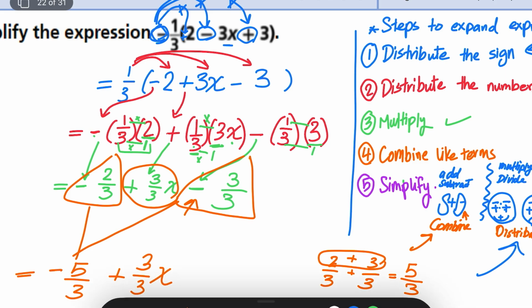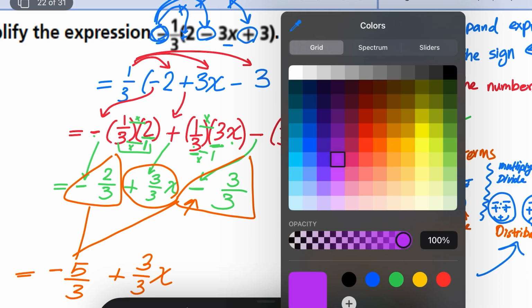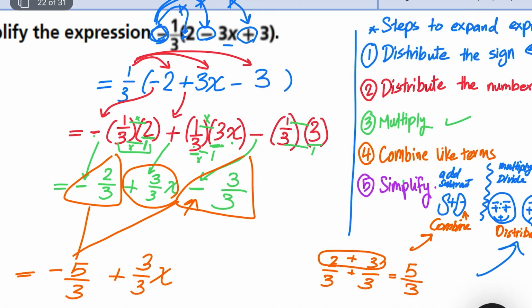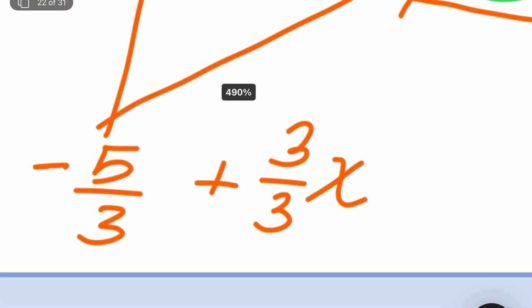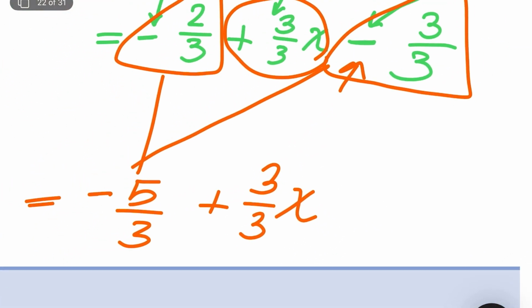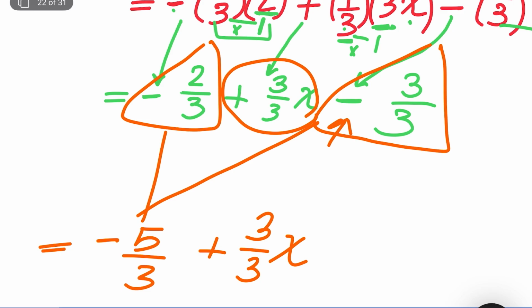Now, finally, we're going to do step number 5, simplify. Can I simplify this expression? Yes, I can simplify the fractions part. I can easily divide 3 by 3. It's going to give me 1. So this is going to be plus 1x, or just x as it is. And this one, 5 divided by 3, I cannot really divide it.